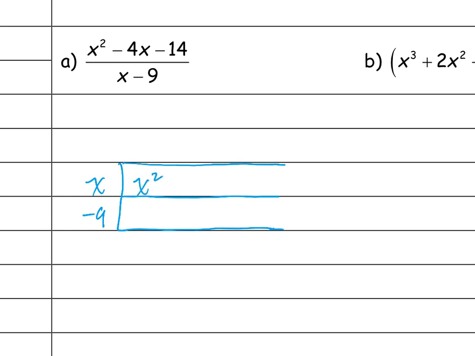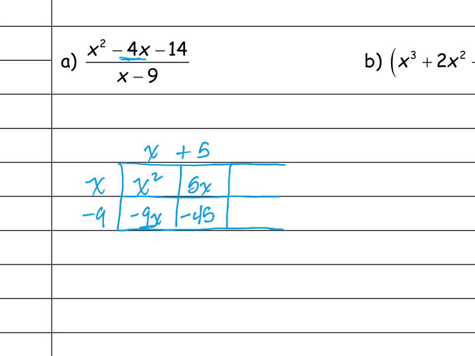Okay, what do I multiply x by to get x squared? Well, that would be x. And x times negative 9 is negative 9x. And what do I add to negative 9x to get negative 4x? Well, that would be 5x, I believe. Yeah, 5x minus 9x, that's negative 4x. Okay, and what do I multiply x by to get 5x? 5. And 5 times negative 9 is negative 45.